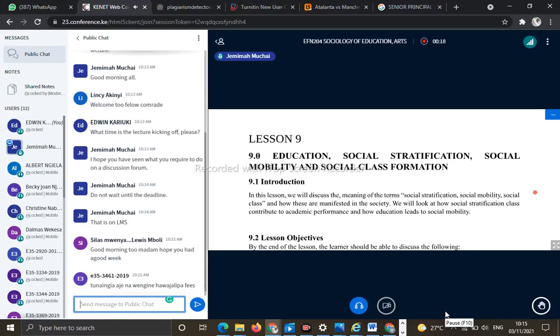And social class formation. So we are going to explain the terms social classes. We have come across social status, so we're not going to depict that, and social stratification.